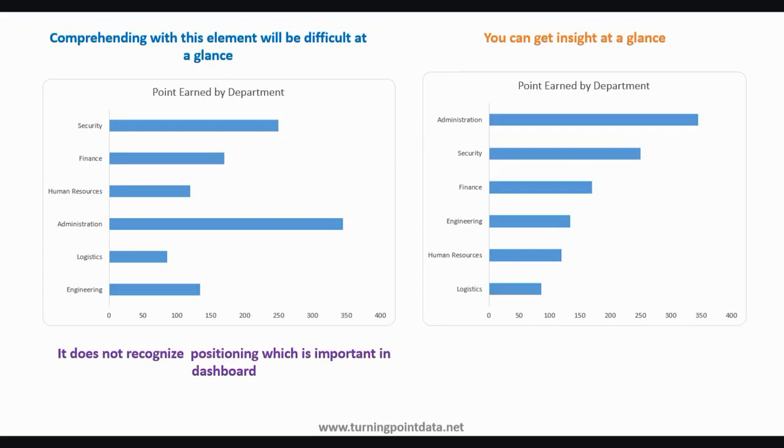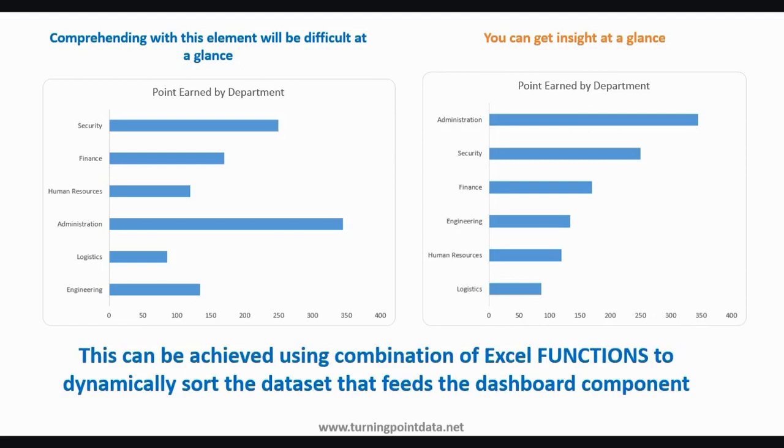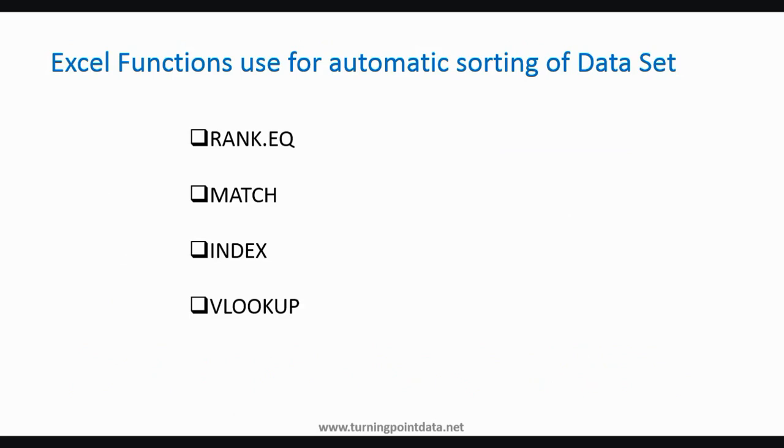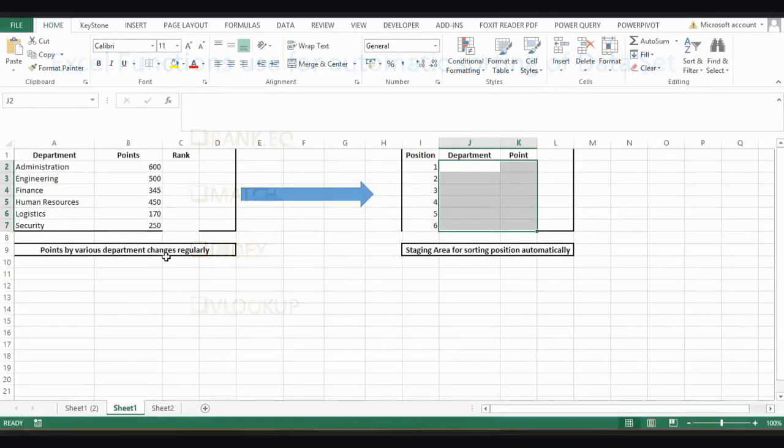This second element can give us meaning from a glance. The department position changes automatically when there is a positional change. This can be achieved using a combination of Excel functions to automatically sort the data set that feeds the dashboard component. The functions are RANK.EQ, MATCH, INDEX, and VLOOKUP.